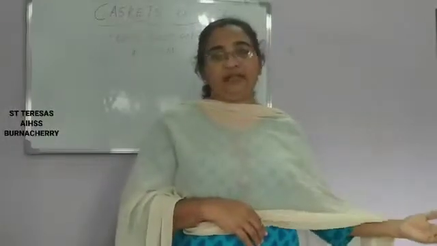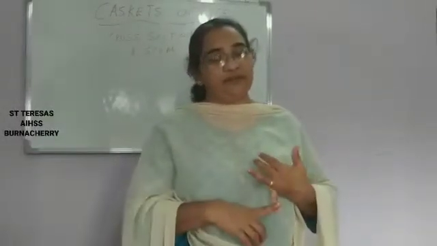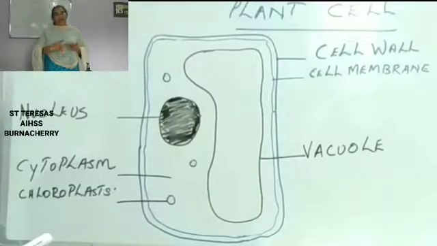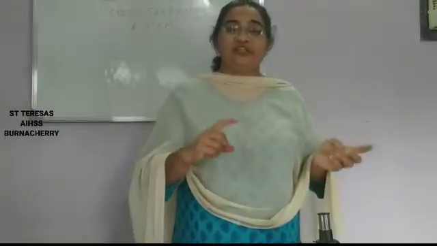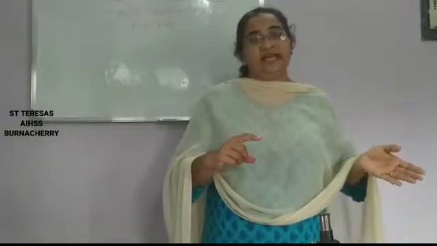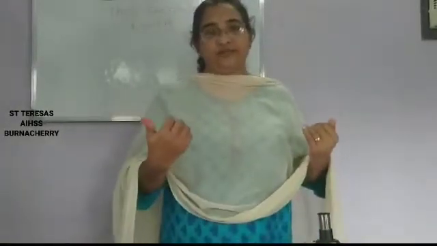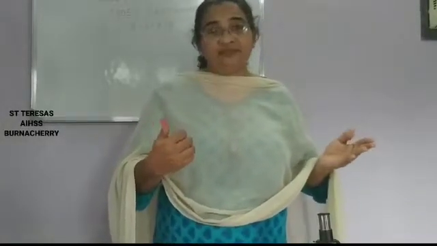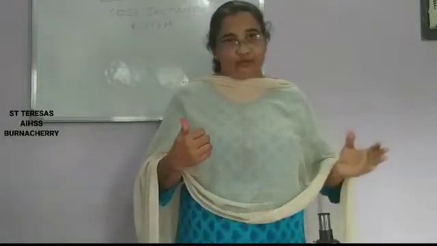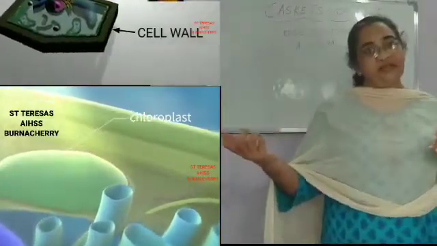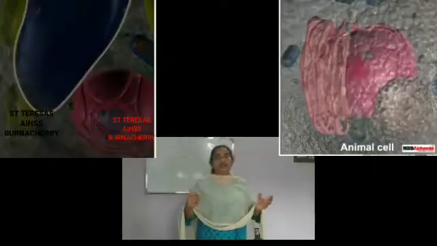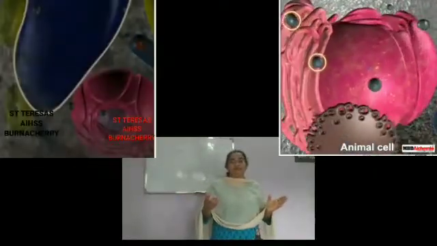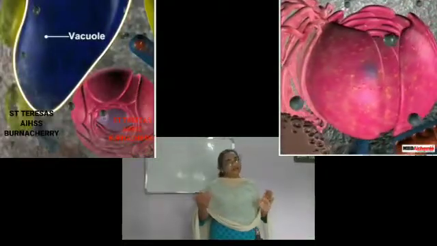After that, we learned the parts of the plant cell. What are the parts of the plant cell? It has a cell wall, cell membrane, nucleus, a big vacuole, chloroplast and cytoplasm. And we also saw the difference between the animal cell and the plant cell. The animal cell does not have a cell wall and chloroplast. But in the plant cell there is a cell wall and chloroplast, and also the size of the vacuole is different between the animal cell and the plant cell.